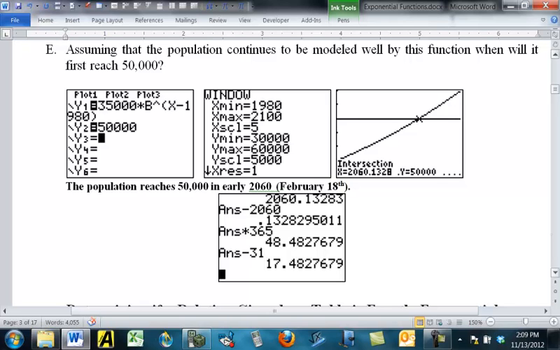So I went back to the home screen and just typed x and enter, and it gave me 2060.13283. Take away the 2060, and I look at the fraction of the year, and take that fraction times 365 days a year. That says we're 48 days into the year.